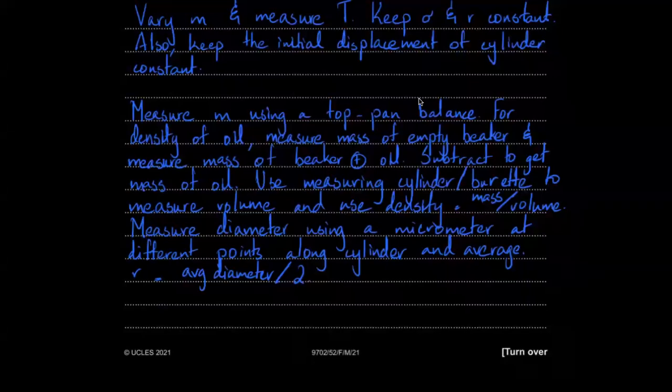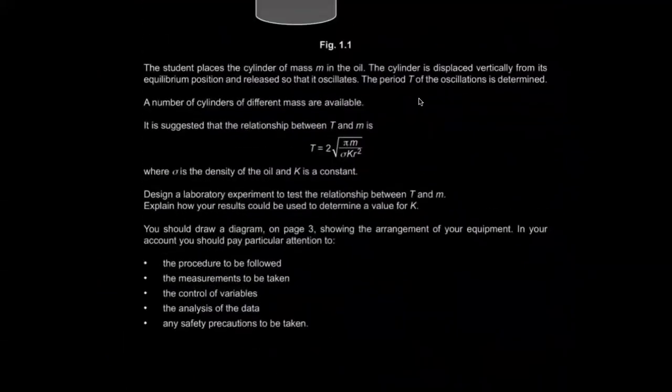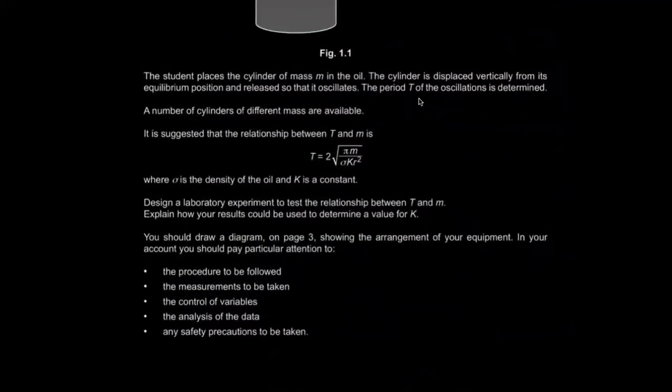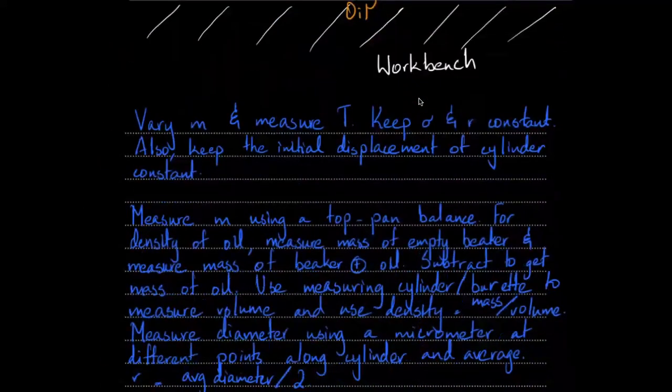And then what else can you have? So I think all of this is done. All the control variables are measured. Independent, dependent variables are also measured. So I should have just written the line here that measure T using a stopwatch or a timer.